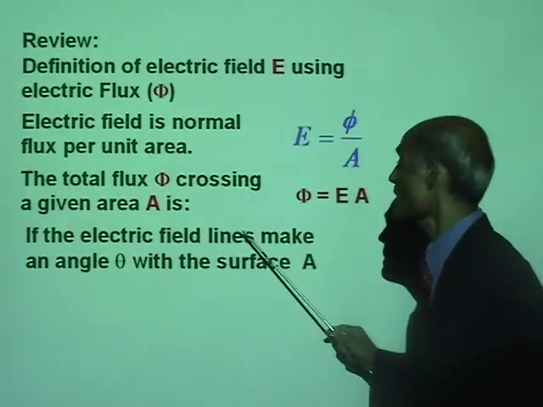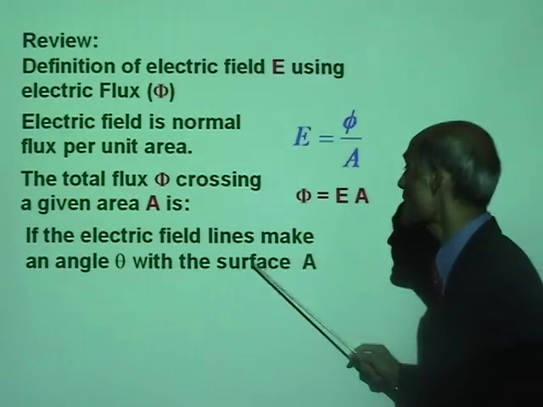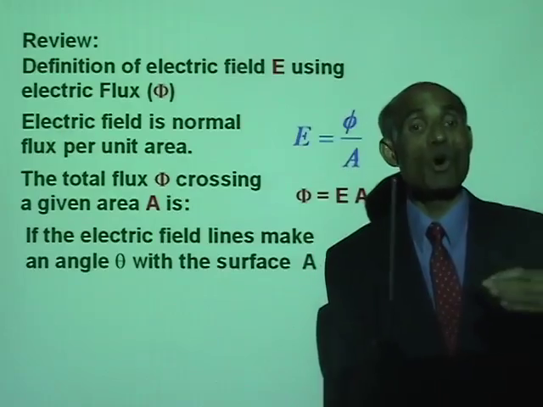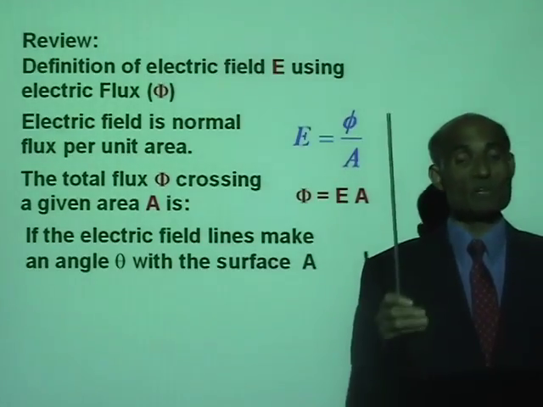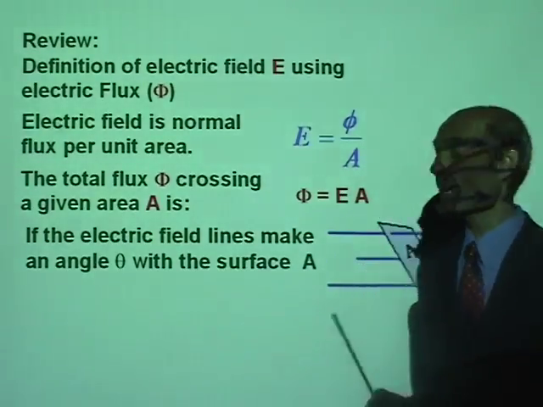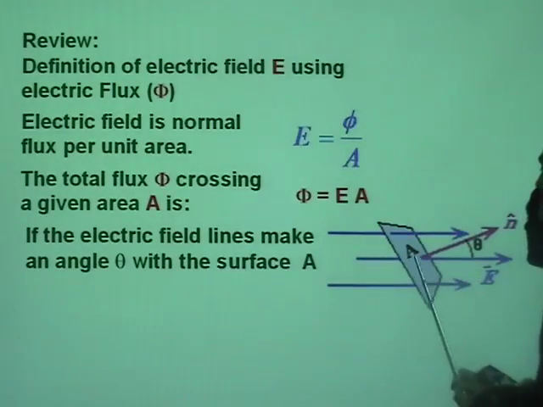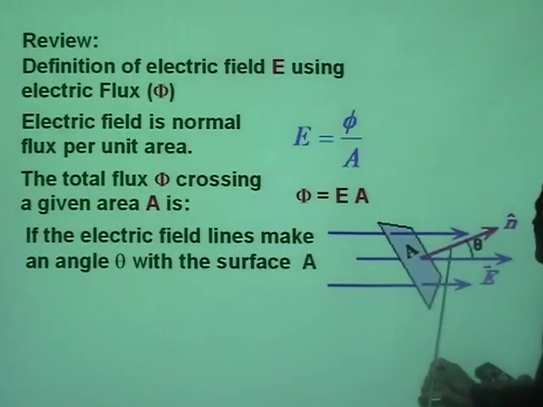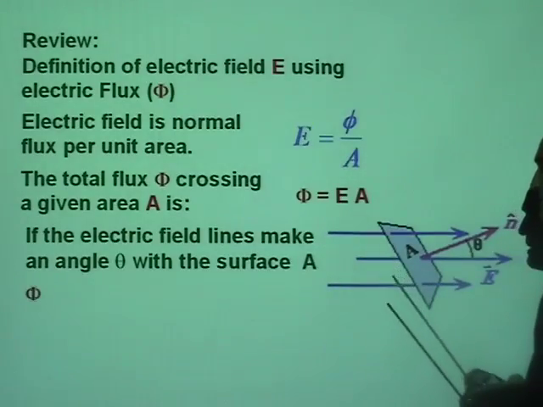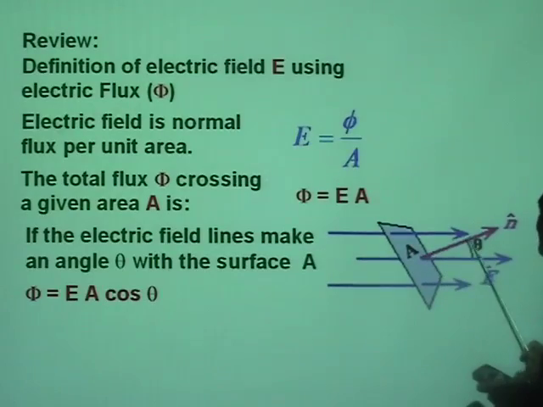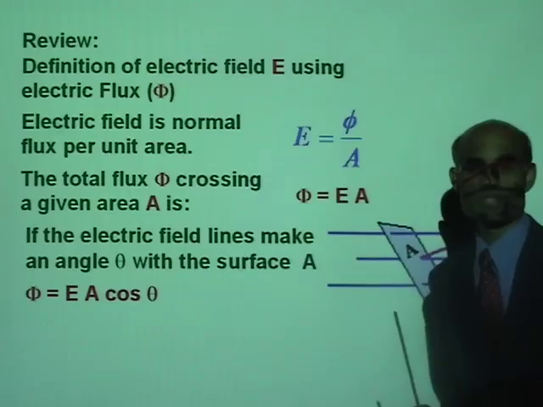Now, if the electric field lines make an angle theta with the surface A, then you need to find the normal component of the flux, the component of the flux at right angles to the surface. That will be phi equal to EA cos theta. You can see that will be the component normal to the surface.